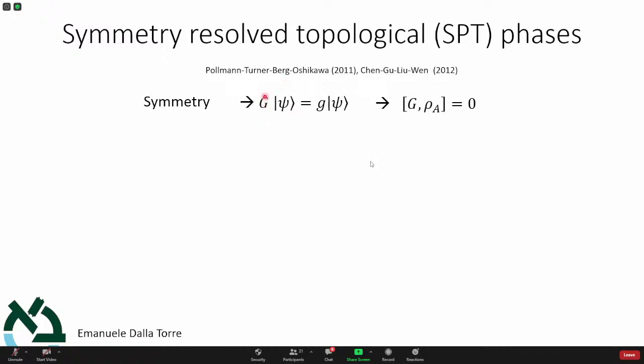It's easy to show that if there is such a symmetry, then the reduced density matrix, so you know what the reduced density matrix means, that you look at part of the system, will commute with the operator itself. In other words, the reduced density matrix is block diagonal in the symmetry.